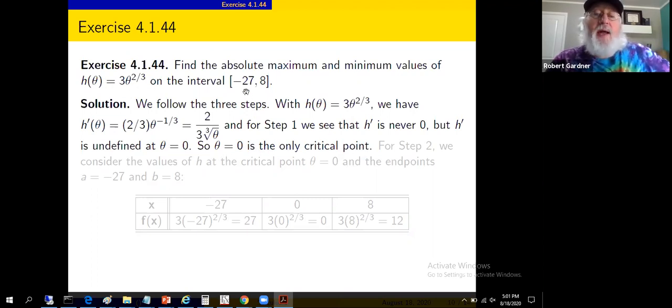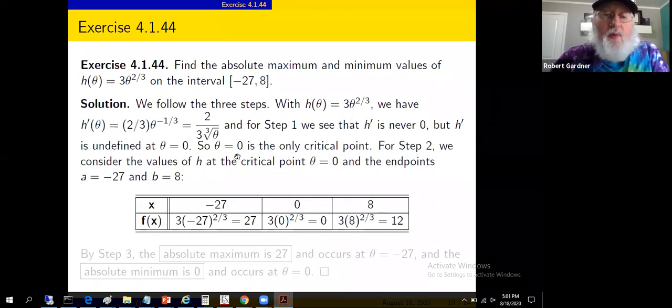So we need to check, according to our 3-step method, the value of h at the endpoints and at the critical point 0. So for step 2, we'll make a table again. Get used to making tables because we're going to do lots of that in chapter 4. Endpoint, critical point, endpoint. We'll plug those into the original function. These are theta values, and I want h of theta. We'll copy and paste, boo-boo there. I want to plug the values in here.